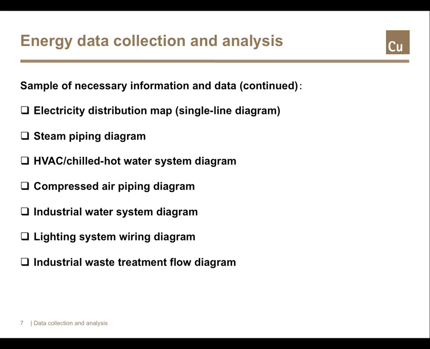Here are further examples of useful information: electricity distribution maps, single line diagrams, steam piping diagrams, heating, ventilation and air conditioning, as well as chilled or hot water system diagrams, compressed air piping diagrams, industrial water system diagrams, lighting system wiring diagrams, and industrial waste treatment flows.